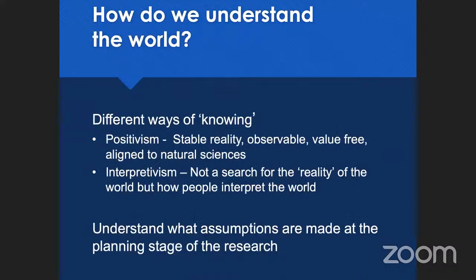So, how do we understand each issue in the world? There are different ways of knowing or understanding any particular issue, such as the positivist way, which is the stable reality and observability, value-free, aligned to the natural sciences. While there is the interpretive way, which is not searching for the reality of the world, but how people interpret their world. So, understanding what assumptions are made at the planning stage of the research can help us in better analyzing or better implementing the research process.